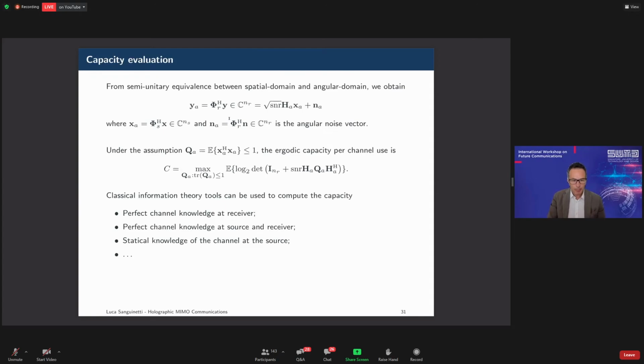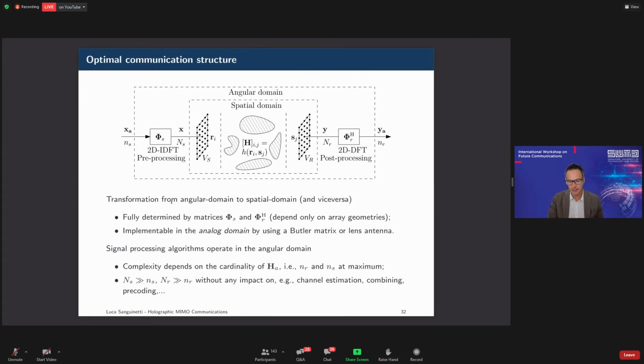Okay, going back to the model. Once you have this model, you can simply compute the ergodic capacity of the system. By using information theory tools, you can compute the capacity under the assumption of perfect knowledge at the receiver, perfect knowledge at the source and the receiver, statistical knowledge of the channel at the source, and so forth. You can apply all the classical results in the angular domain and compute the capacity of this equivalent MIMO channel model.